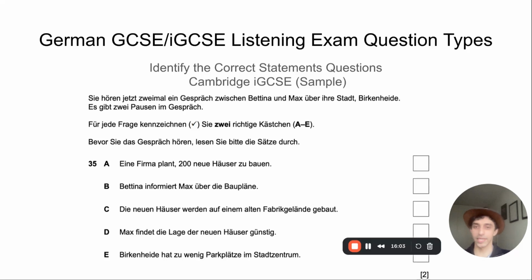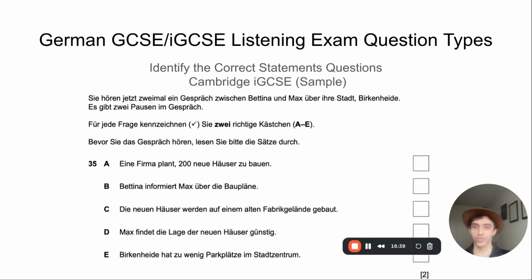Again, you can use elimination here to rule out wrong answers because we have a limited number of options to choose from. So if you're not sure what the correct answer is, even then you can, for example, rule out statements that you know to be incorrect. For example, if you know that Max said that Birkenheide has plenty of parking, then you know that 35E, statement E, is incorrect. And that can help you to identify the two correct statements as well. It can narrow down the options.